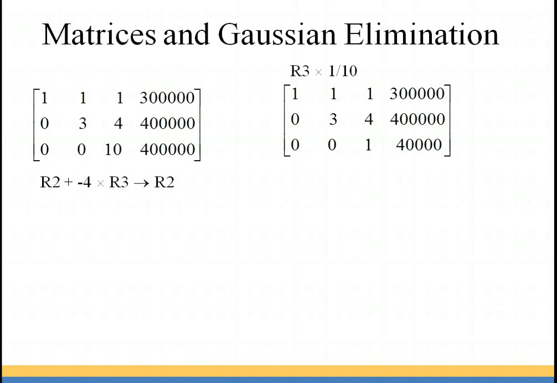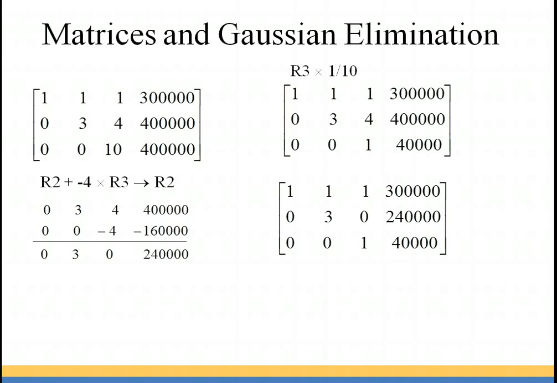Okay, so we're going to take row 2 and multiply it by negative 4 times row 3. I'm sorry. We're going to take row 2 and add it to negative 4 times row 3. Okay, so row 2, taking it as it is, and then negative 4 times row 3 is 0, 0, negative 4, negative 160,000. Adding those two together, we get 0, 3, 0, 240,000. And we're going to put that result back into row 2.